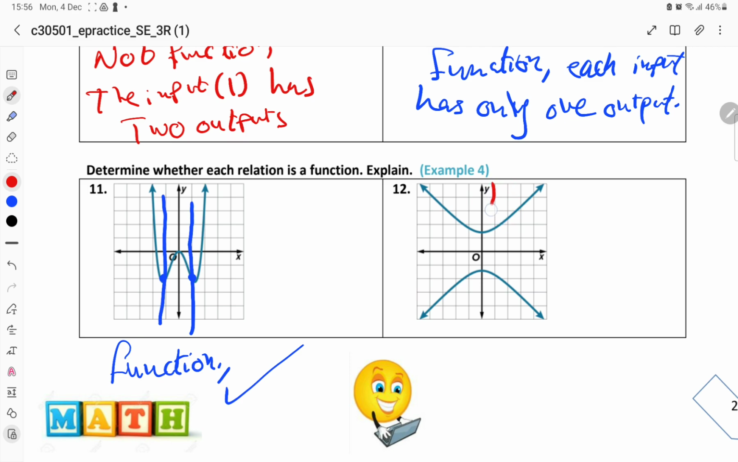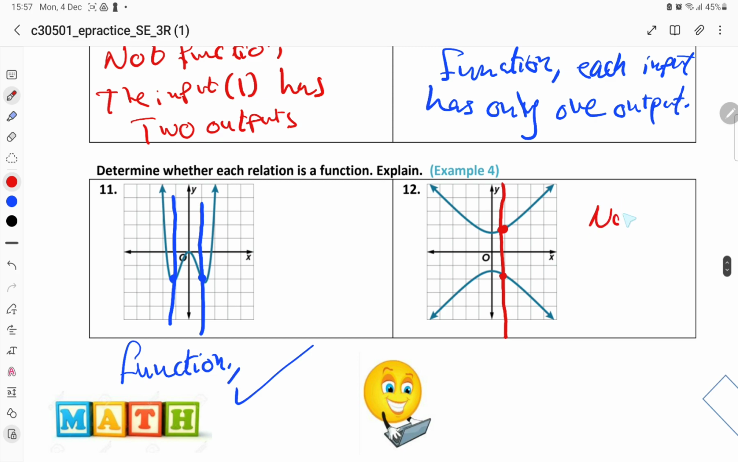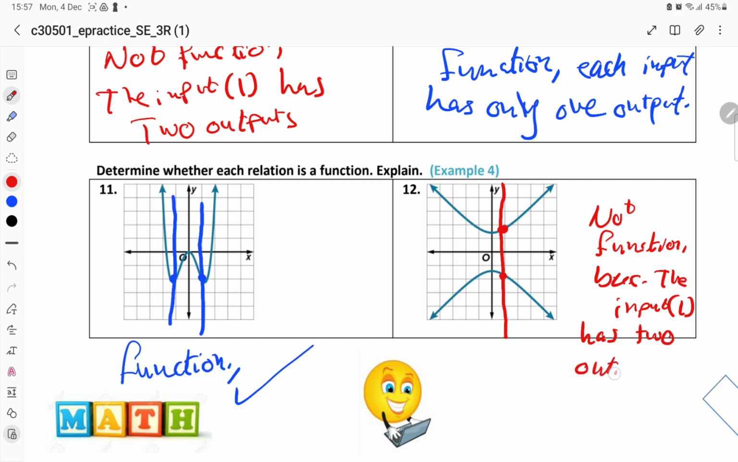Take care here. When you draw a vertical line, use the vertical line test. How many points did you hit? Look, 1, 2. The vertical line hit this graph in the first point here, and the second point here. So this one is not a function. Why? Because the input, what is the input here? X is what? X is 1. Because the input 1, which is here, has two outputs. Where are the two outputs? This one, the first point, and this is the second point.